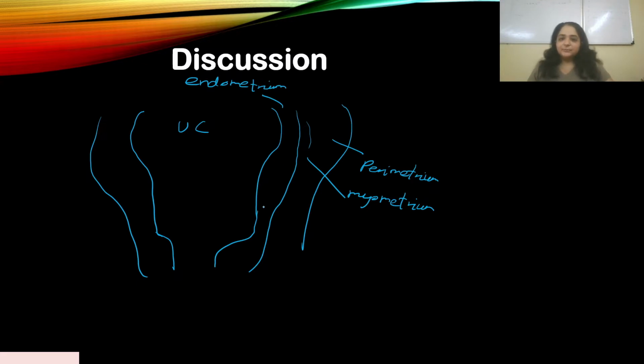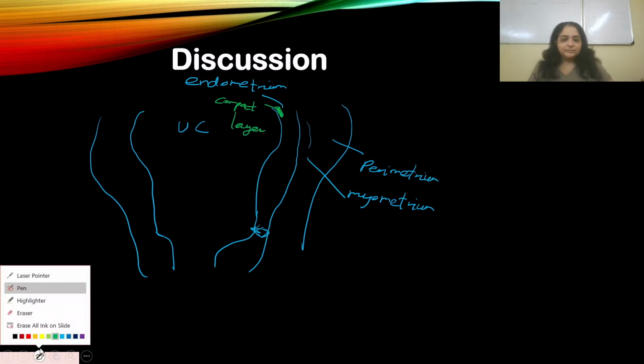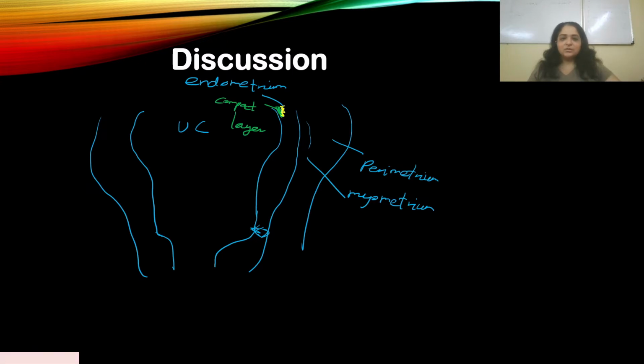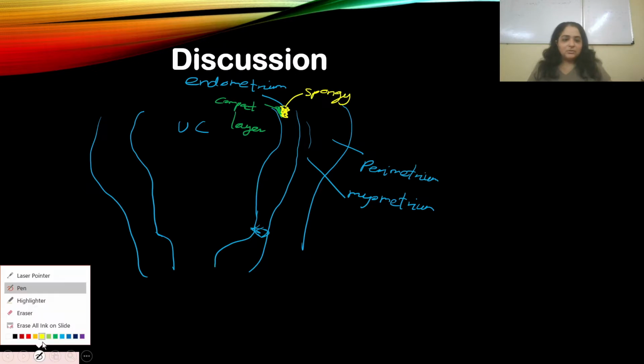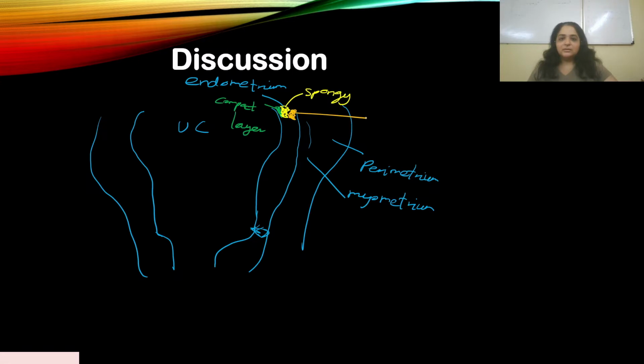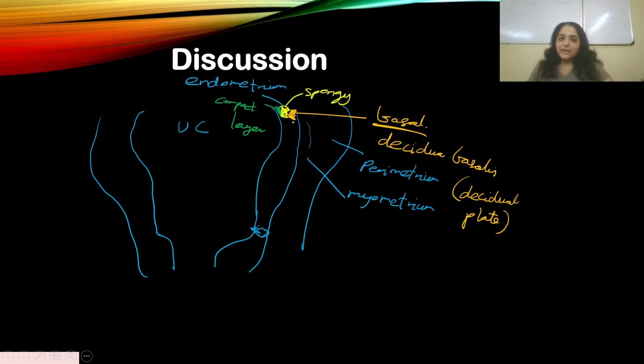Now the endometrium consists of 3 layers. What are those layers? The outermost is the compact layer. Then the middle region is called the spongy layer. And the innermost layer is called the basal layer. It eventually forms the decidua basalis, and is also called the decidual plate. We'll come to that.